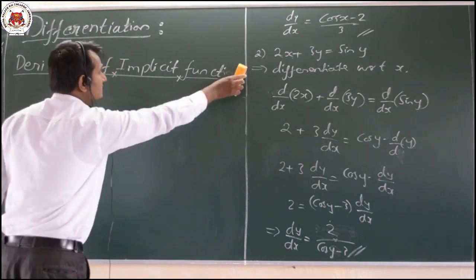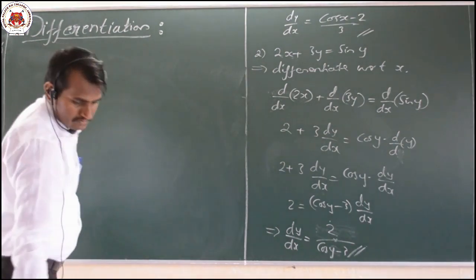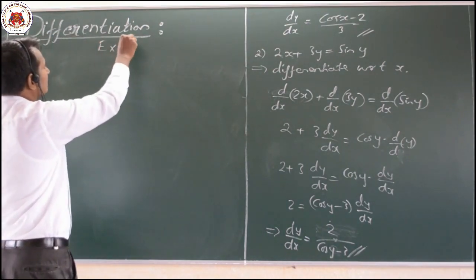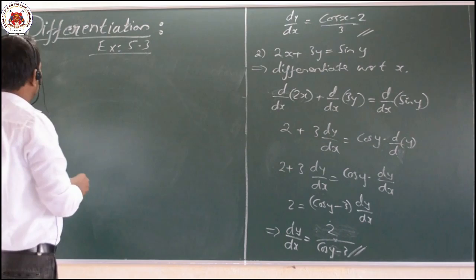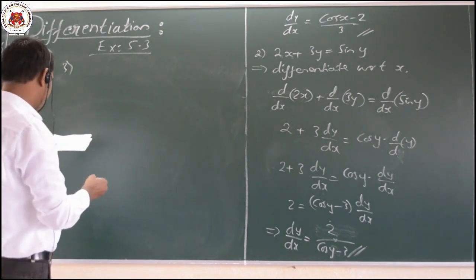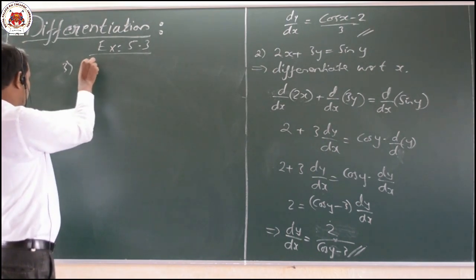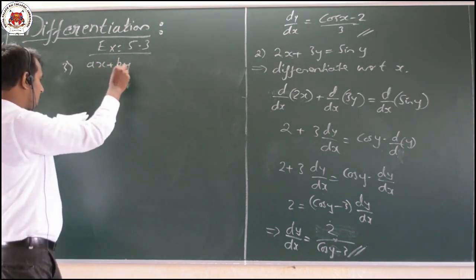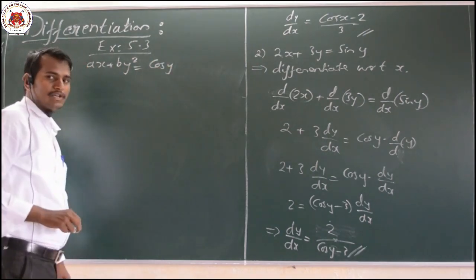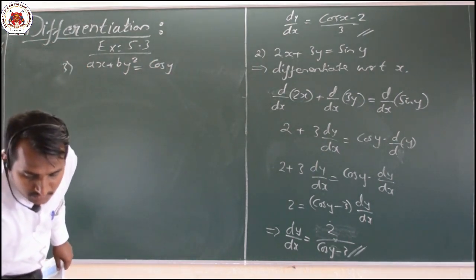Okay, dear students, now let us move on with the next problems. Exercise 5.3 it is. Okay, the next one, third example from your exercise problems, that is ax plus b y square equal to cos y. Very, very simple it is. Now how do we solve it?